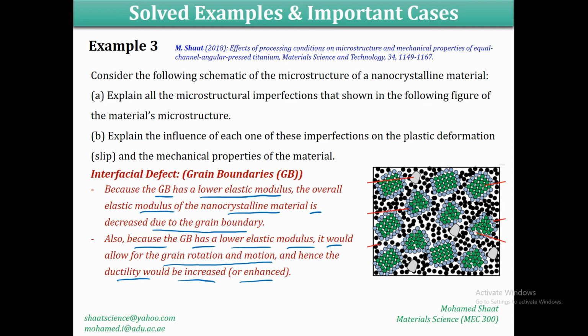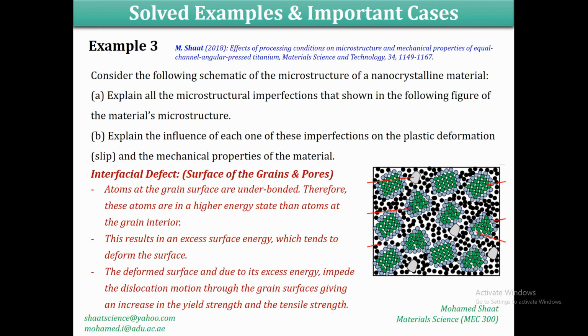So it is a very good and important contribution and observation about the grain boundary and how it would contribute to the mechanical properties of a nanocrystalline material. Another interfacial defect is the surface of the grain, which are these atoms that are located and distributed over the grains, or even the atoms, as we explained, that would be located over the exterior of the pore. So what is the contribution of these atoms?